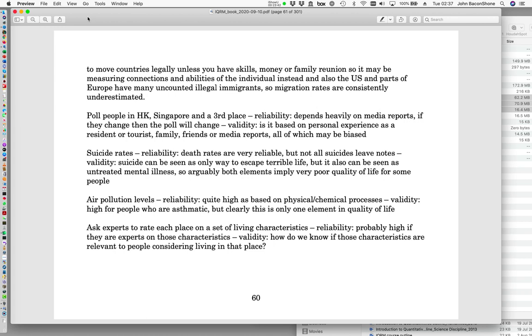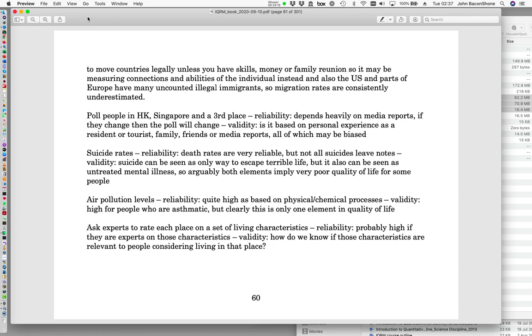Is it based on personal experience as a resident or as a tourist? Is it based on what my family or friends have told me? Or is it based on media reports, all of which may be biased? Right? So that's quite problematic. So I've suggested maybe a third place. But again, that third place will probably be even more problematic in the sense that people will have even less knowledge about what it's like to live in Hong Kong and Singapore.